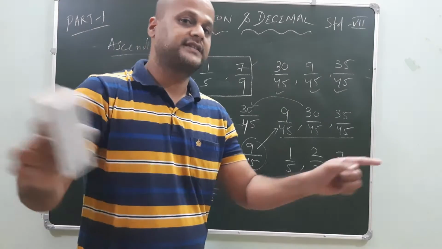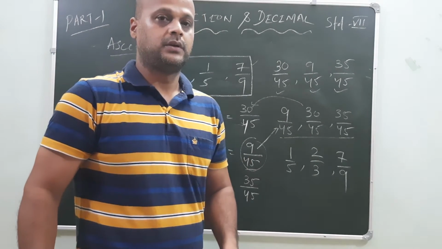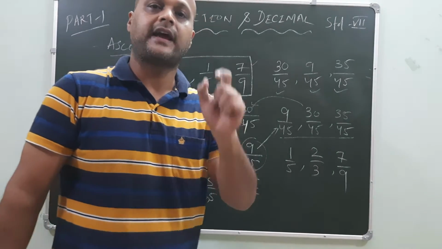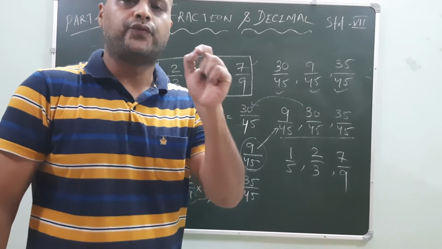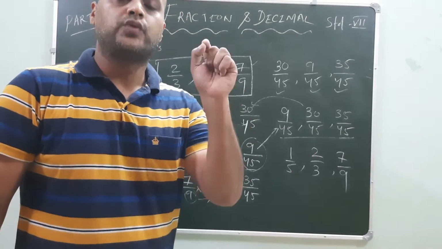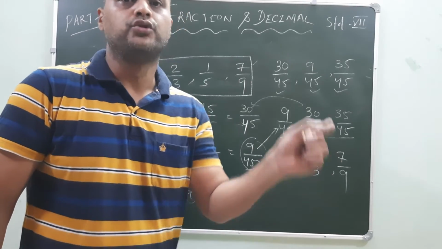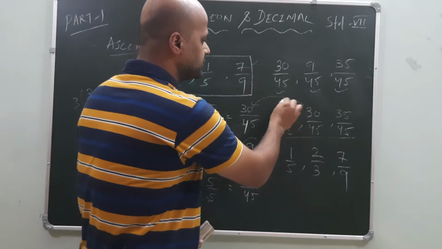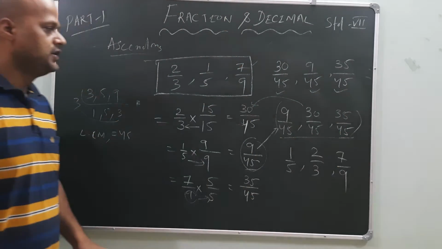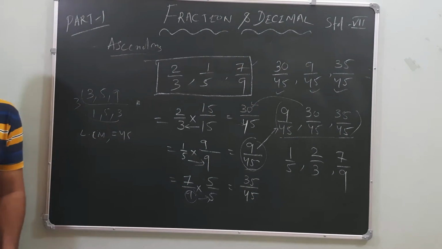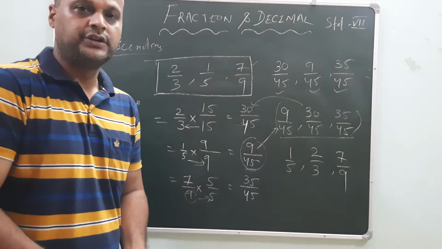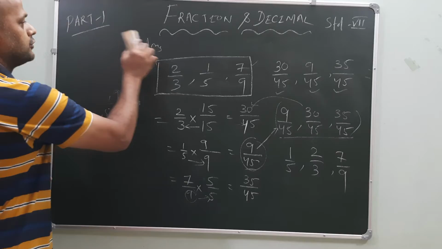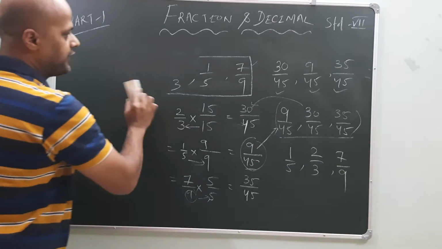If the denominators are the same and the numerators are different, then for ascending and descending, you first judge which one has the smaller numerator and which one has the bigger numerator. According to that, you have to arrange them in the same manner as I arranged. Understood, friends? Okay.